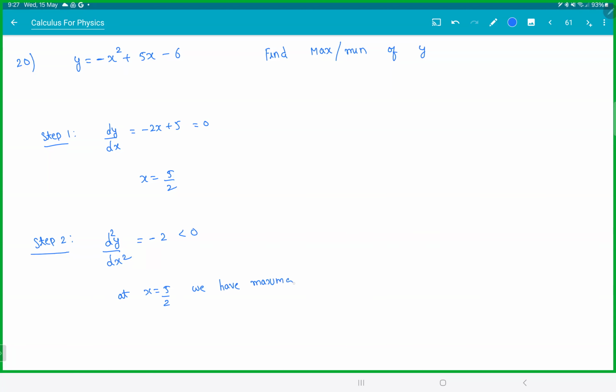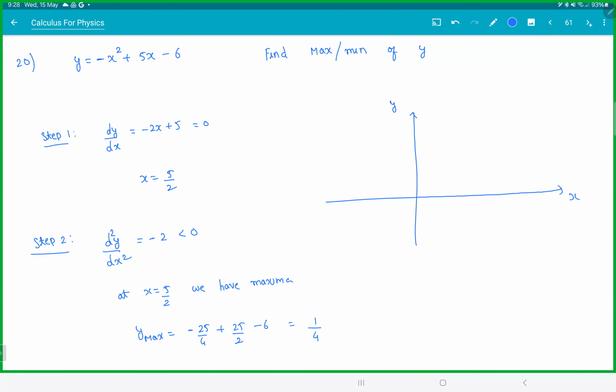We're not going to write all these steps later on. So y max will be, substitute 5 by 2: minus 25 by 4 plus 25 by 2 minus 6. How much is this? 25 by 4 minus 6. 1 by 4. 1 by 4, right? How did you guys get 49 by 4? Right, Om. You're right.